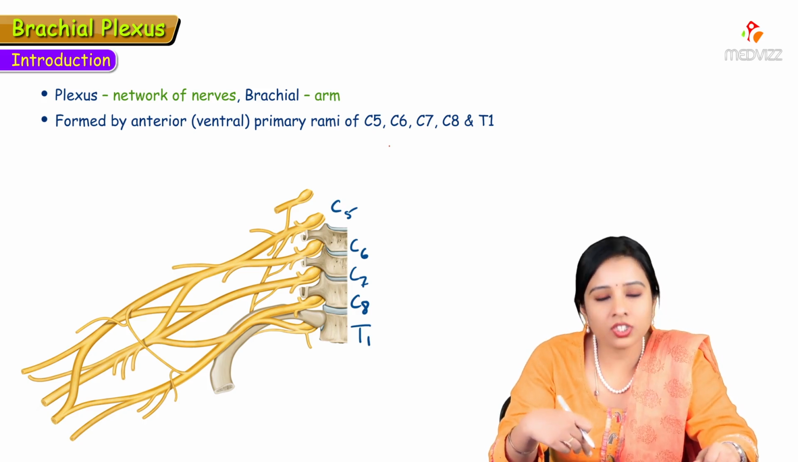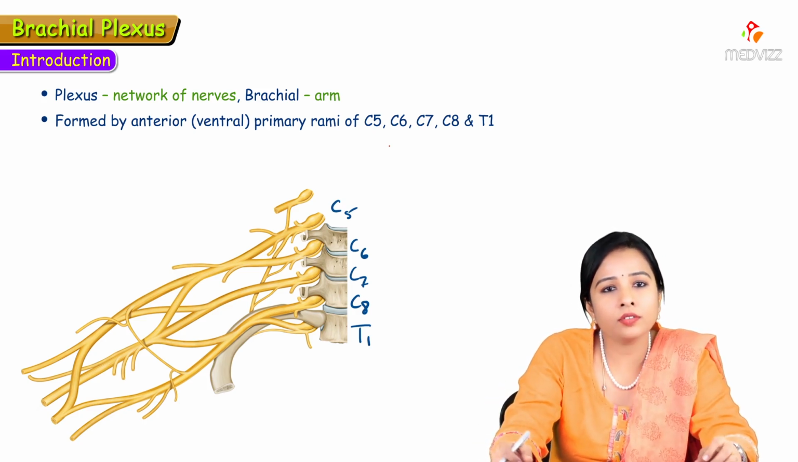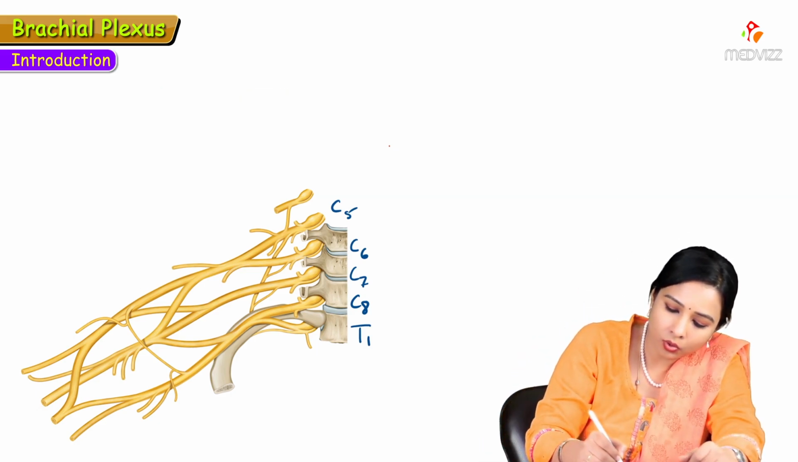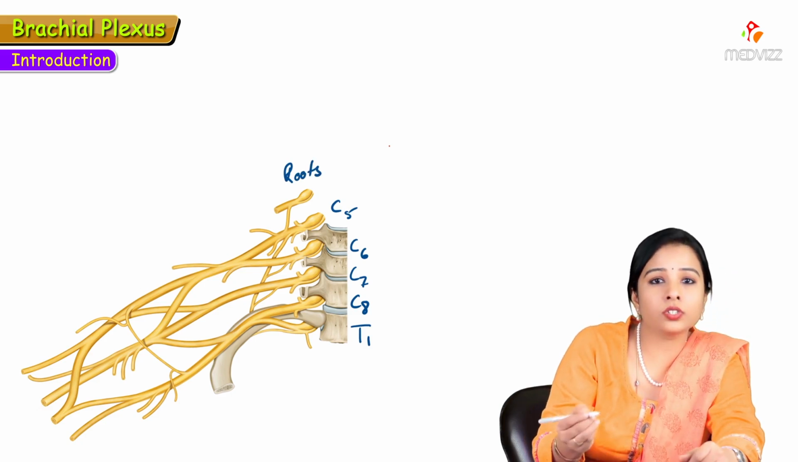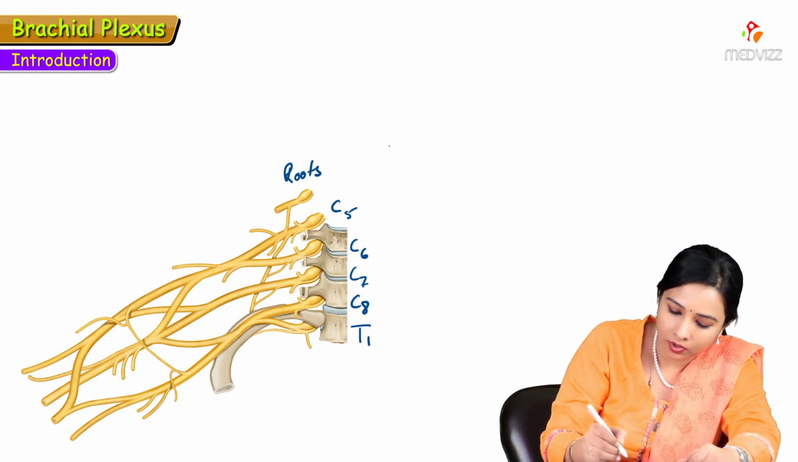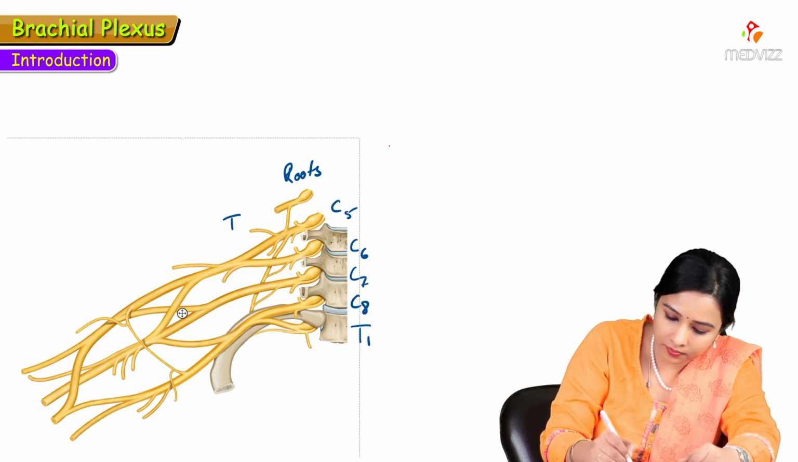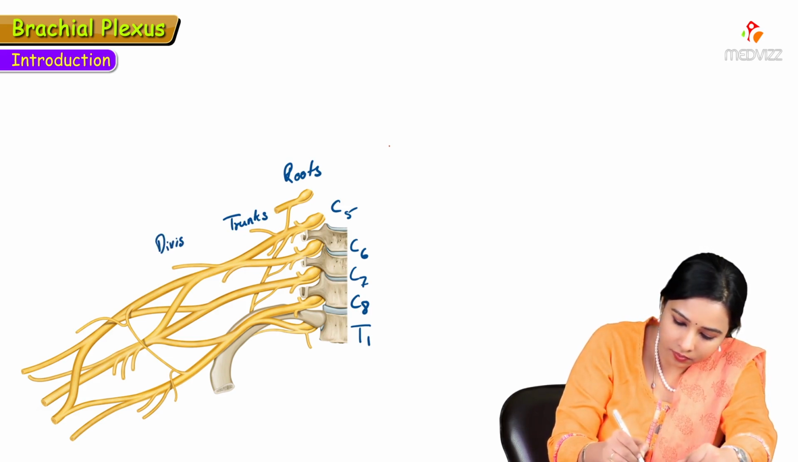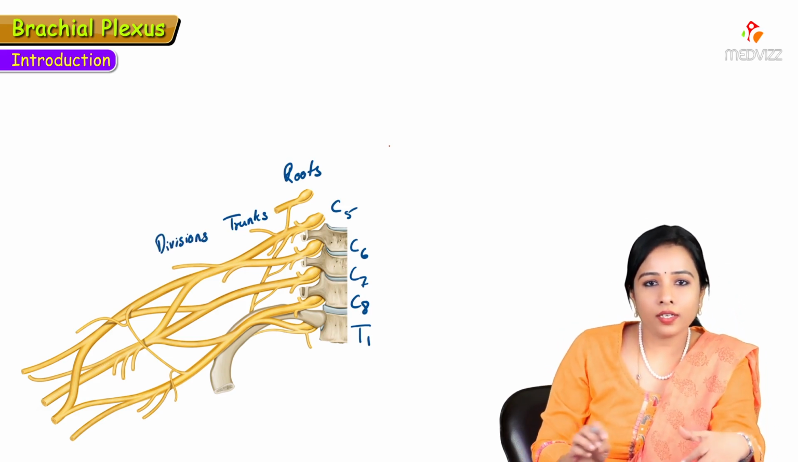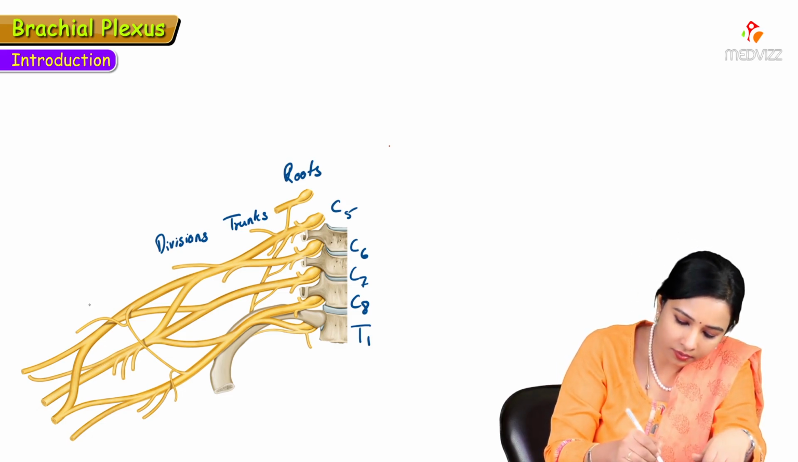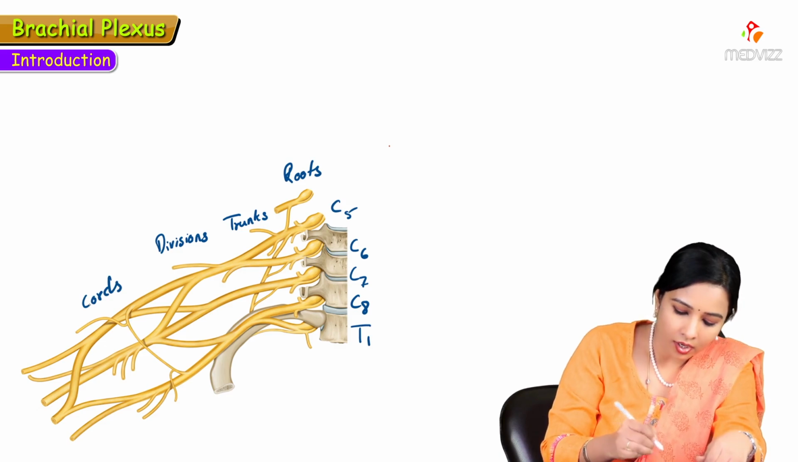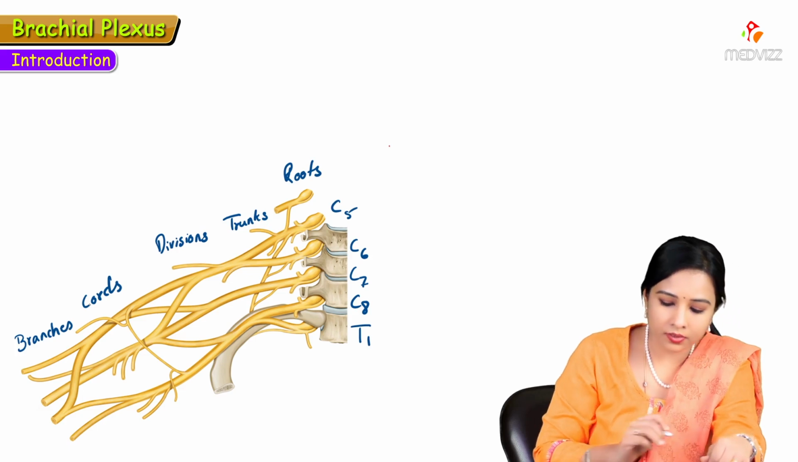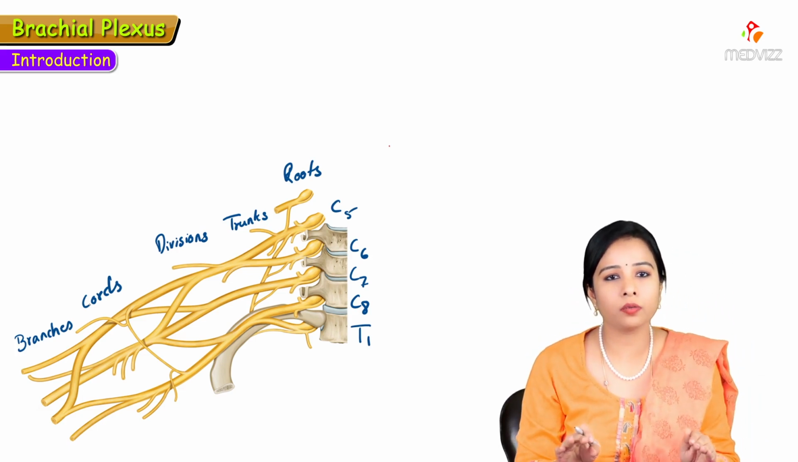So C5 to C8 and the first thoracic nerve give rise to the brachial plexus. We can divide the brachial plexus into roots. So it consists of roots, then trunks. Roots join to form trunks. Trunks divide to form divisions. And finally, the divisions give rise to cords. And cords divide into branches. So these are the components of the brachial plexus.